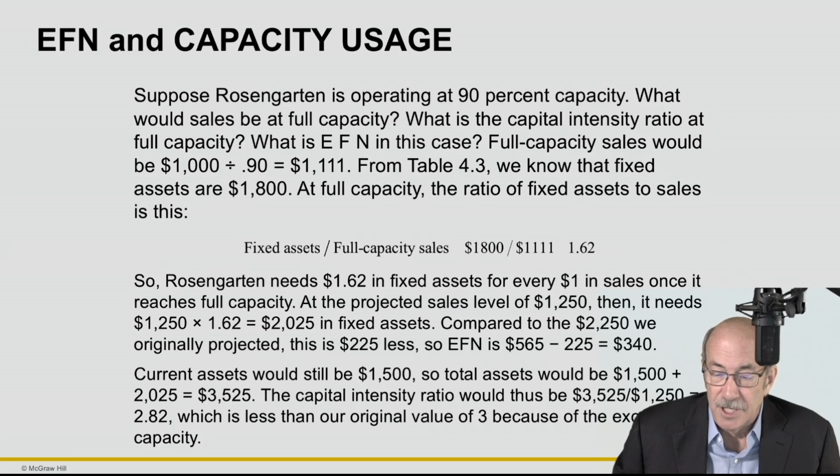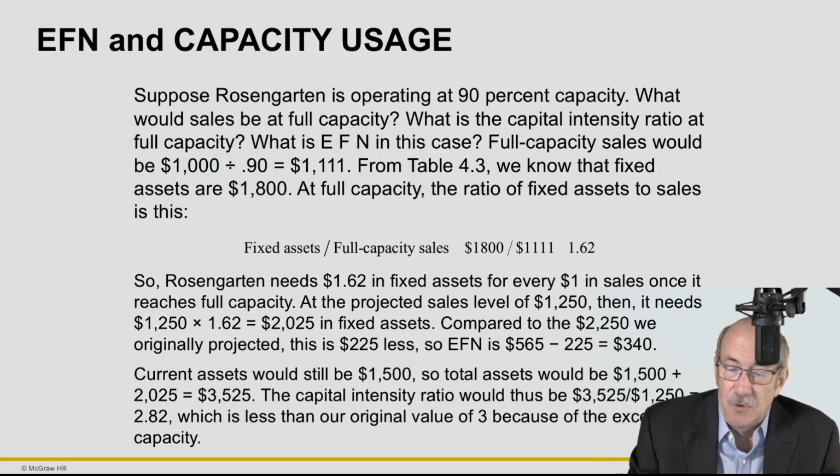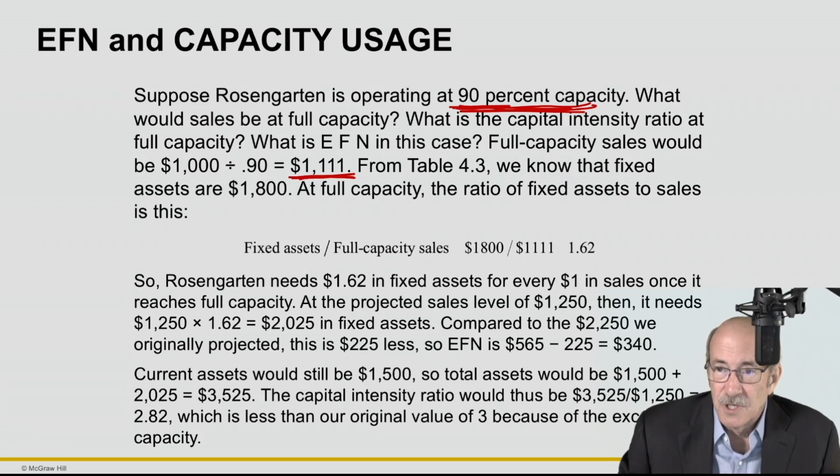All right. Again, this is just more talking about that full capacity sales and looking at the capital intensity ratio. I'm not going to bore you with going through these numbers, but I do recommend that you walk through this slide. But this is more or less the same sort of analysis here. This is assuming that we're at 90% capacity instead of 70, though. Keep that in mind as you read through this. At 90%, we could get up to 1111. That still means that we're going to need some additional assets if we're to increase our sales by 25%.